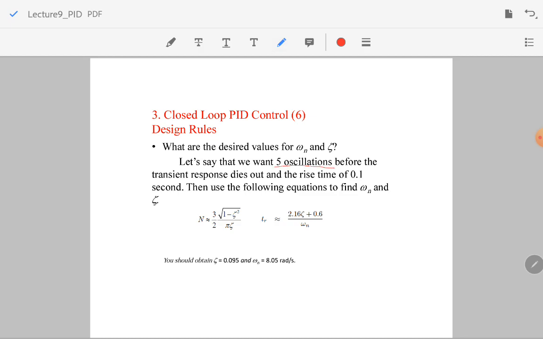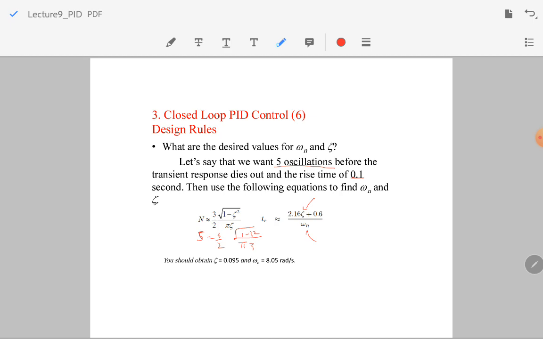Zeta. Okay, this will be 5 equals 3 halves square root of 1 minus zeta squared divided by pi times zeta. Okay, that's 5. And find what zeta is. Once you know zeta, plug it in here. In the rise time, we want it to be 0.1 second, and you find out what omega n is. So you should obtain these 2 values. So you should really pause the video and see if you can get those numbers.